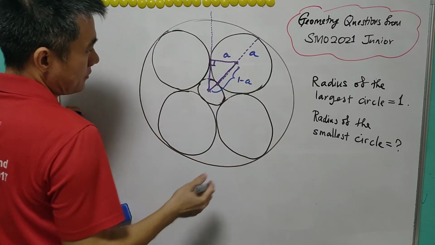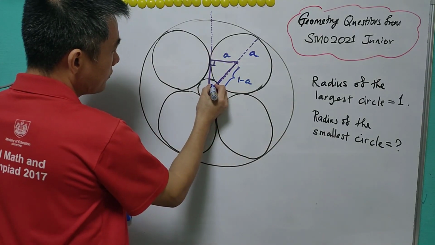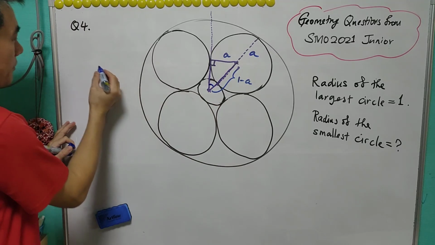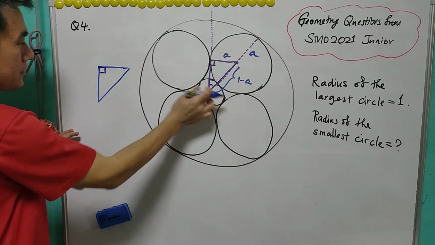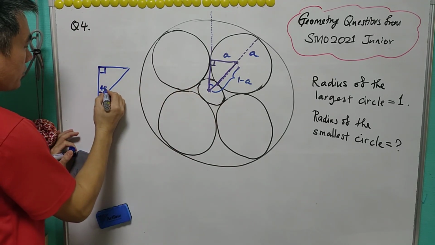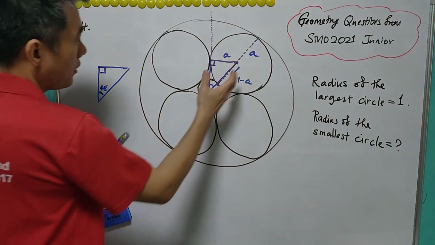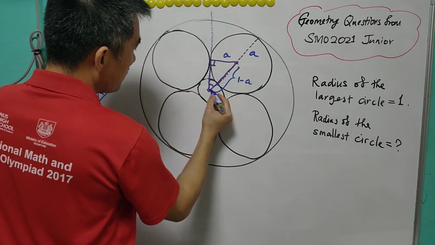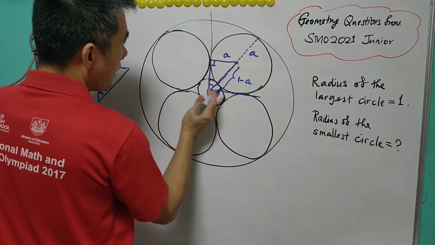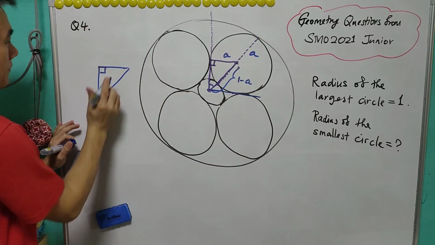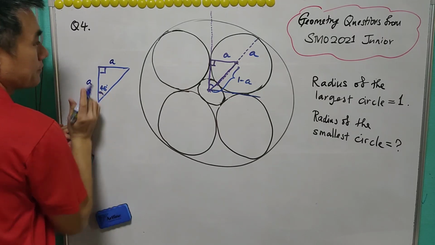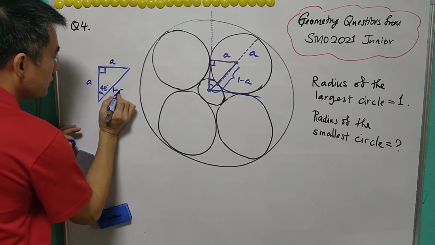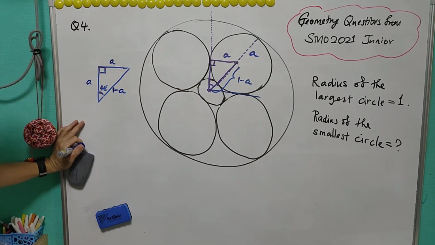Now we note that this angle here will be equal to 45 degrees. Let me redraw it here. This angle here will be 45 degrees. Why so? Because there are 4 middle circles, then this will be 90 degrees, and therefore half of it will be 45 degrees. If this is A, this will be A, and given that the hypotenuse is 1 minus A.